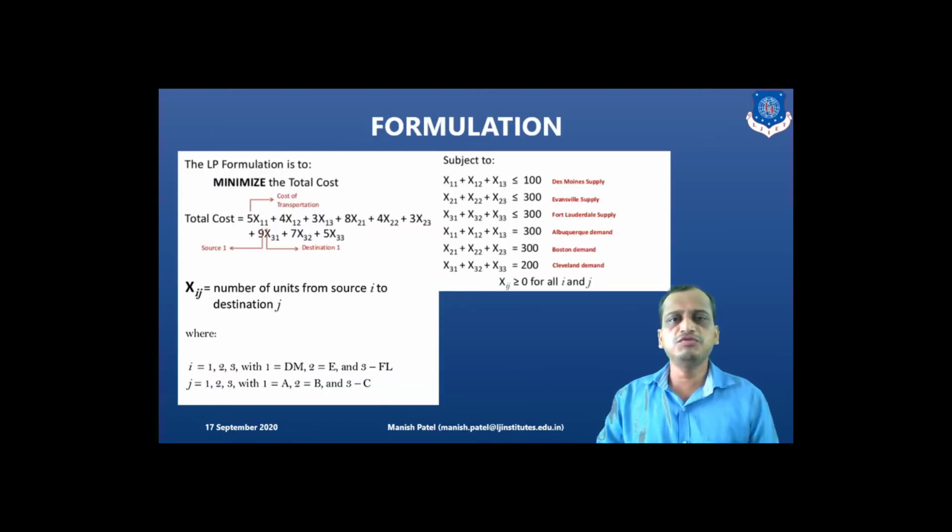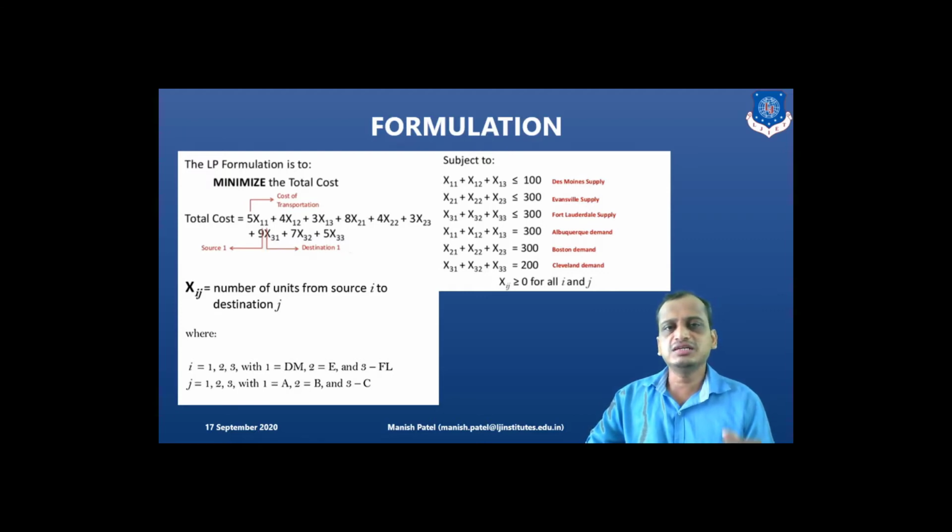Now we formulate it into a mathematical model. So how do you do that? You just write down the total cost. What is the total cost? You write here 5x11, right? What is the 1 here? The first subscript is the source, and the second subscript is the destination here. Plus 4x12. What are these coefficients? Those are the costs of transportation from each and every source to each destination, right?